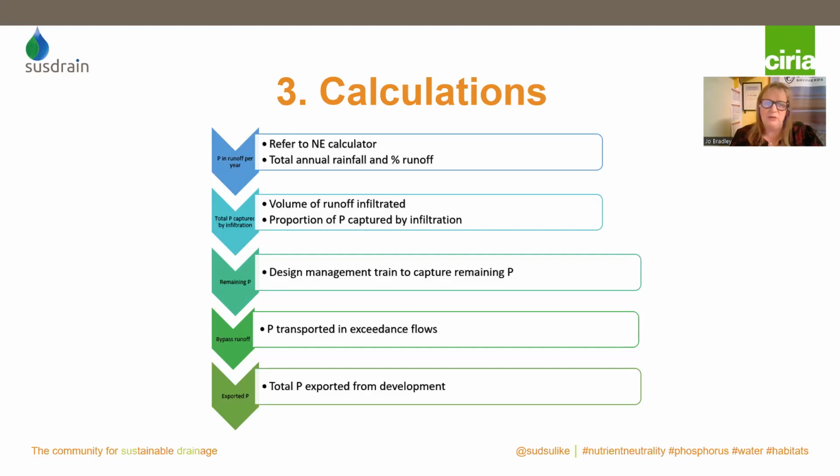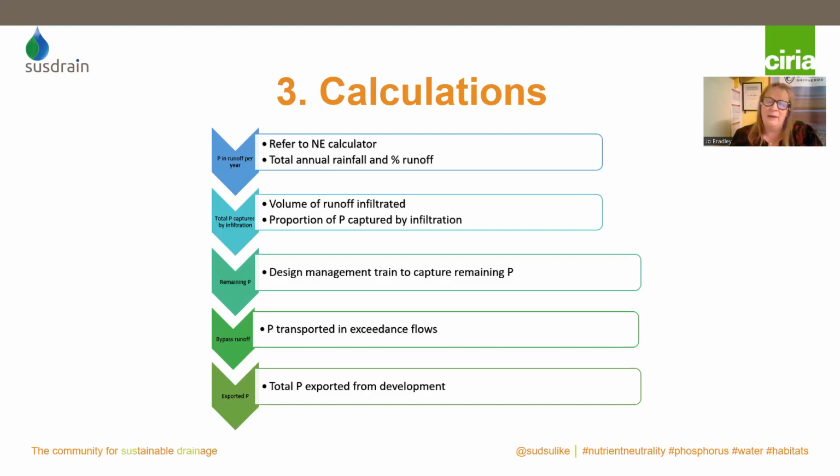So you use the calculator, you work out what your total annual rainfall is on site and therefore your volume of rainfall on site. You know your runoff coefficient because it's provided in the methodology. So you can work out the mass of phosphorus that will come off your site in a year. Then you work out how much of that you can infiltrate to ground and maximize that. As much as possible should be infiltrated to ground.